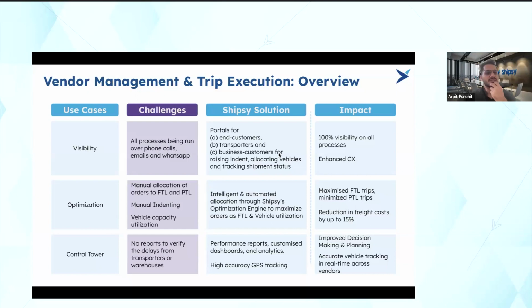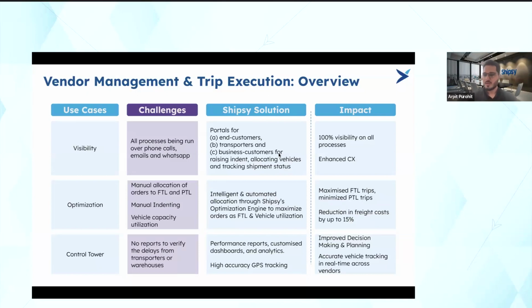Next is optimization, the second use case. The challenges in optimization largely revolve around the manual allocation of orders for full truckloads instead of part truckloads, and the manual indenting and vehicle requests that flow around it. Third is vehicle capacity utilization, which generally becomes quite inefficient, because in long haul movements, if you go with PTL movements you incur a lot of cost as against an FTL movement with a very optimized route to deliver to each and every location.